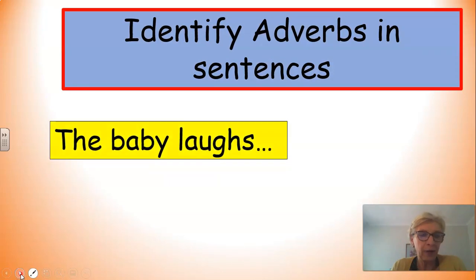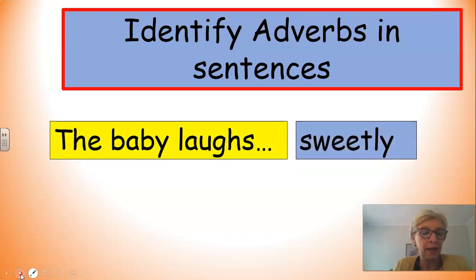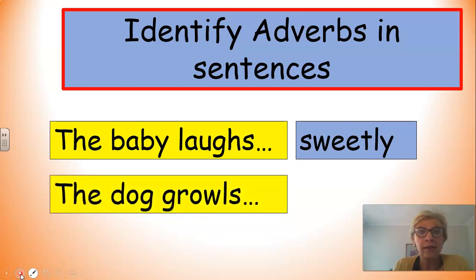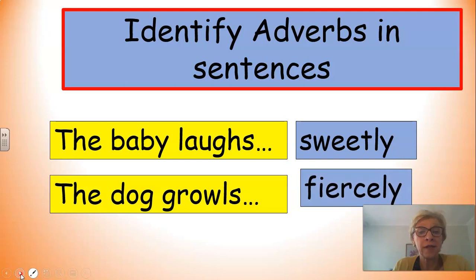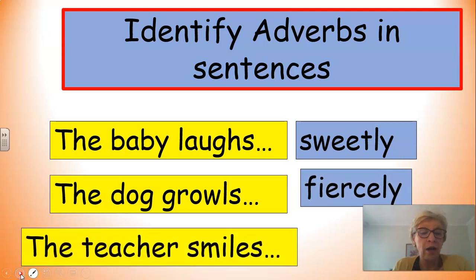Here we go again. We're going to now identify adverbs in the sentence. The baby laughs. Well, how does the baby laugh? Sweetly. And that is one of the loveliest sounds you can hear. The dog growls. Fiercely. It's telling you how. The teacher smiles. Cheerfully. So these adverbs tell you how something is done.